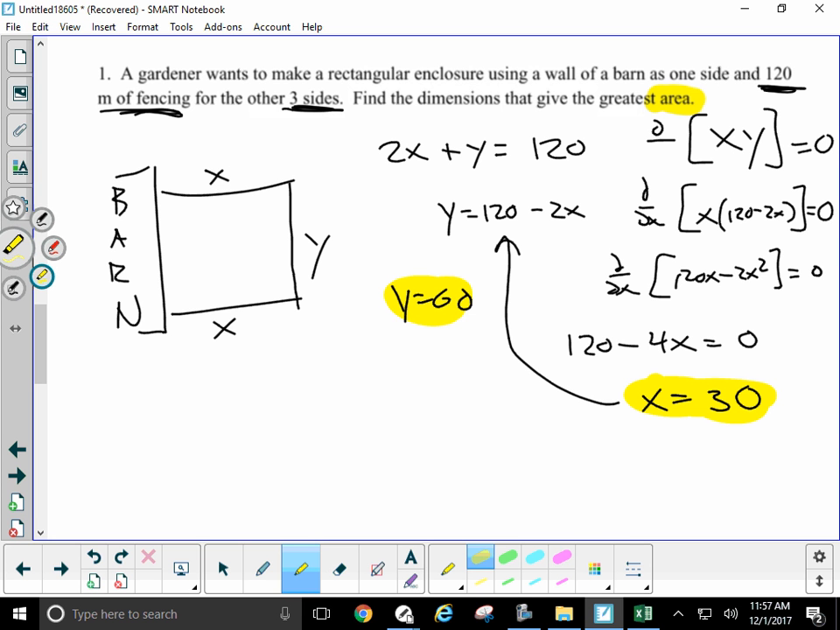Yes? For area, I'm asking you to maximize the area. Yeah. I'm asking you to, like, here's the area, minimize the amount of material that you have to use to enclose that area. You'd have to minimize, like, the perimeter. Okay?